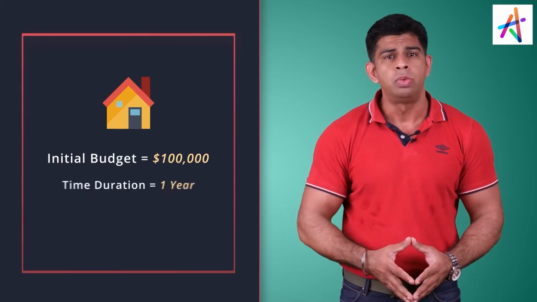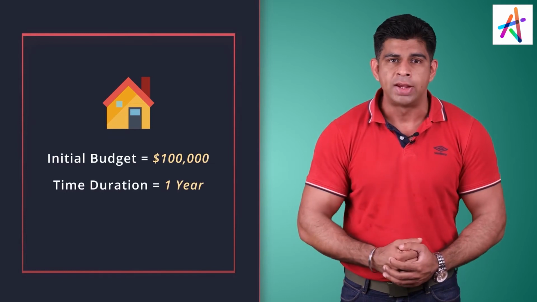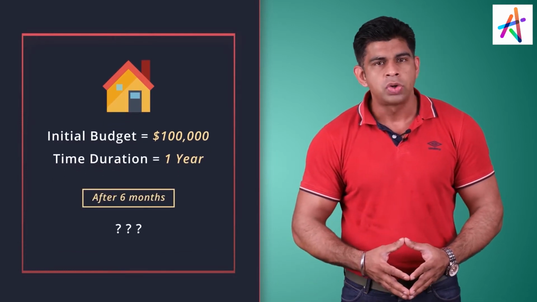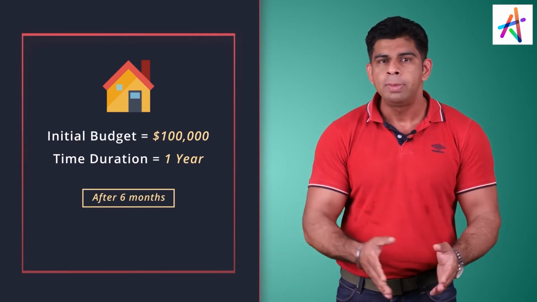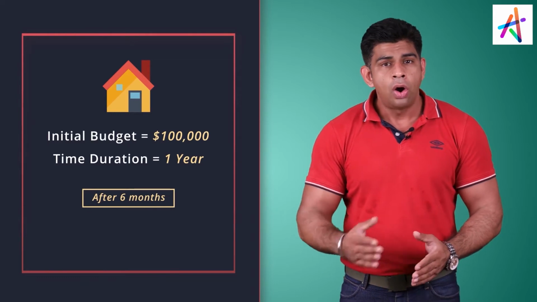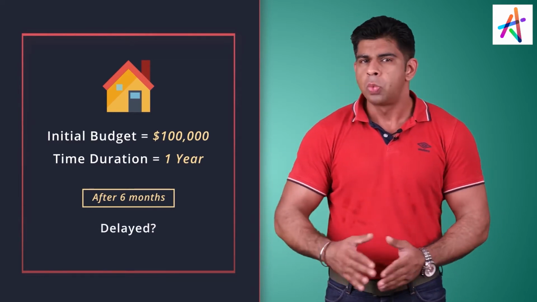And it should be done in 1 year. So that's something which you have planned. 6 months down the line, do you want to check, are you on track? Will your house actually be completed in $100,000 or in 1 year, or are you getting delayed? You don't want surprises towards the end, right?